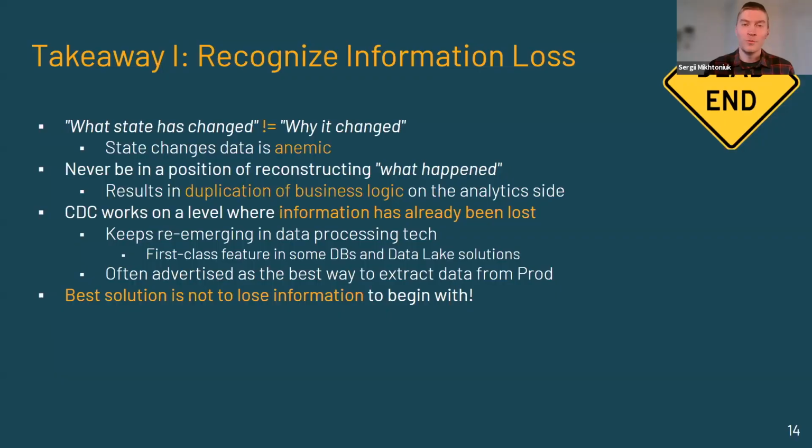So really, you don't want to be in this position. What's happening here is information loss, because what state changed doesn't really tell us why it changed. Such state changes are what we call anemic. We're seeing the numbers changing, but we don't know what happened from the business perspective. So you don't want to be in this position of reconstructing what happened.